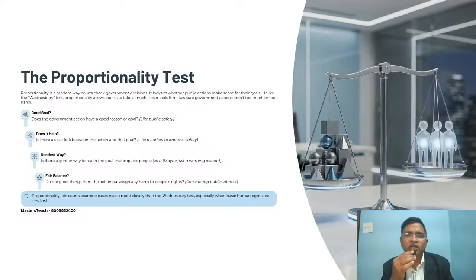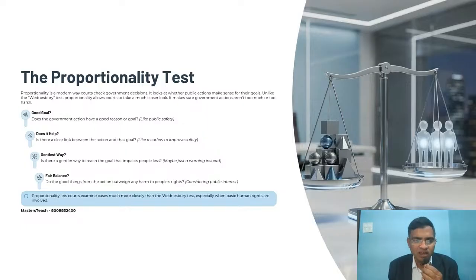It makes sure that government actions are not too much or too harsh. When the government takes a decision, it should not be harsh to the people. Then that means a good goal. So does the government action have a good goal or reason? Like public safety. When the decision is taken, does it help public safety? If any decision is made by the government, is there any clear link between the action and the goal?